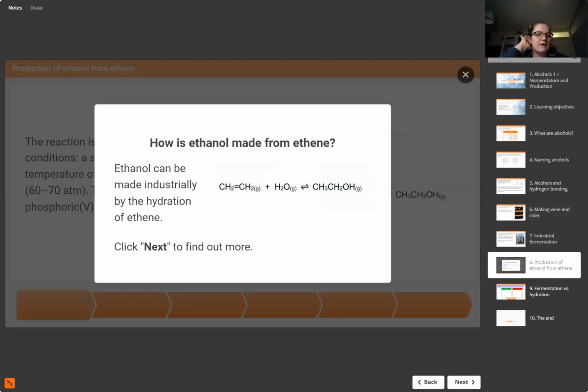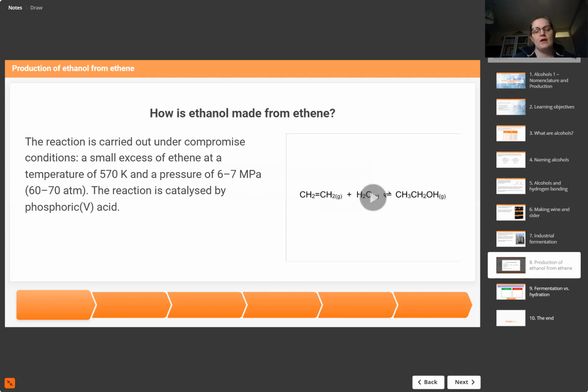So how do we make ethanol from ethene? We can actually make ethanol from ethene. Industrially, we can hydrate ethene to form ethanol. So here, we've got our ethene, we've got water, and we produce ethanol. Let's have a quick look at this.